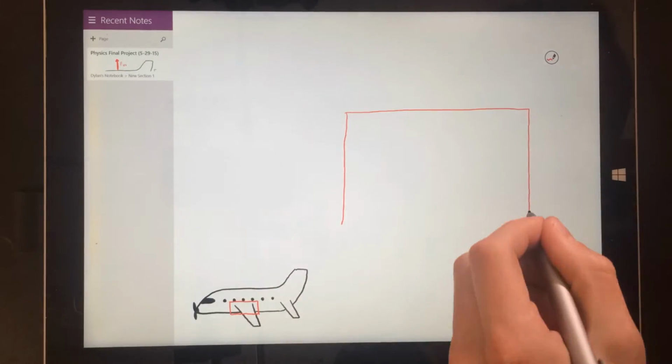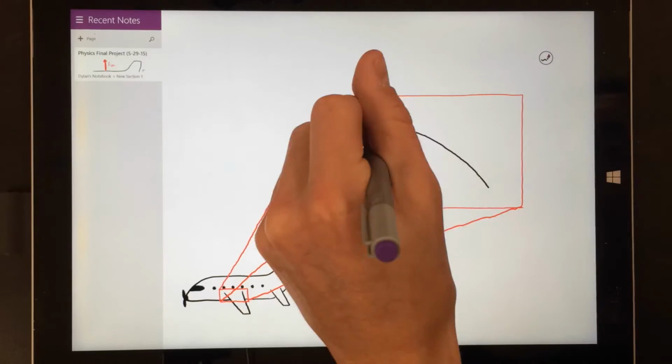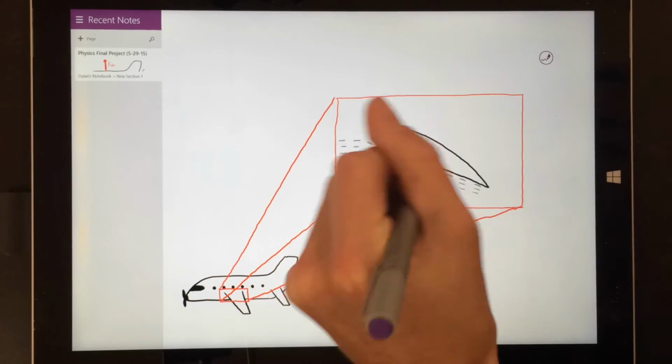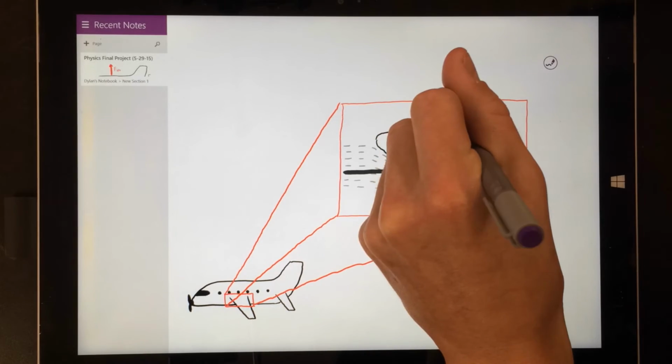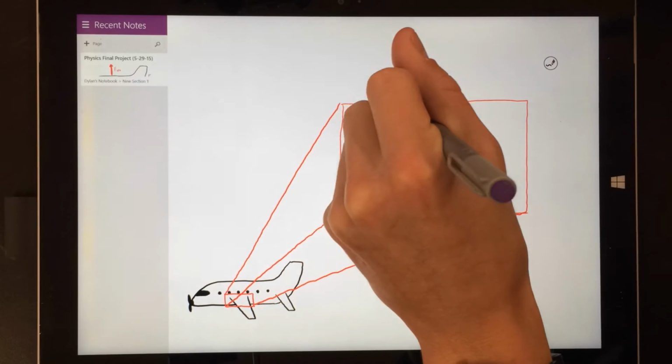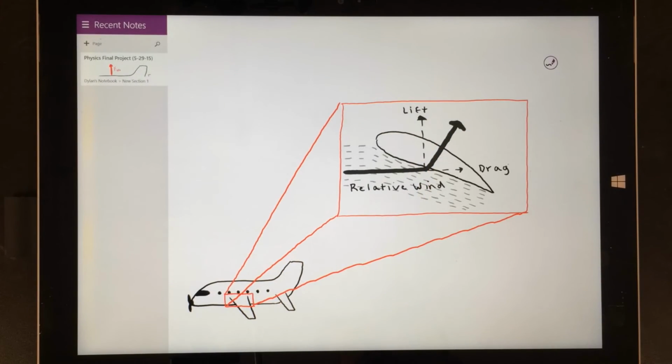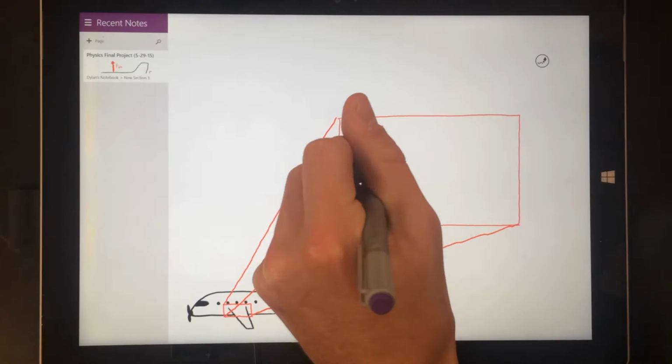Now as the plane is moving, air particles are hitting the bottom surface of the wing. The air particles exert a force that is perpendicular to the bottom surface of the wing. The y component of this force is known as lift, and the x component is known as drag. This upward force allows the plane to take off and begin to fly.